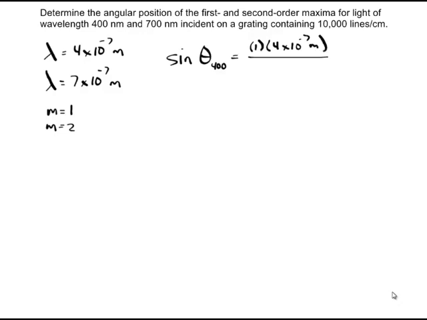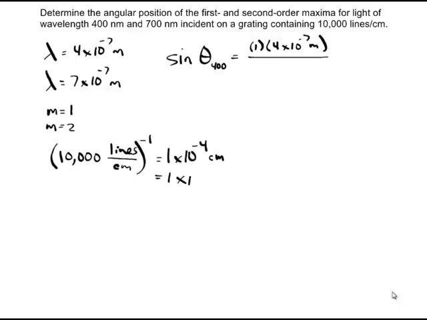Now this is what I said, we have to find d, and if we have 10,000 lines per centimeter, then d is going to be the reciprocal of that. And I get 1 times 10 to the negative 4 centimeters. But I need that in meters, and so I'm going to have to divide it by 100, and I get that that is equal to 1 times 10 to the negative 6 meters. So that's going to be our d. Okay, so if I put that in here, 1 times 10 to the negative 6 meters, we're going to have to take the inverse sine to get that angle.